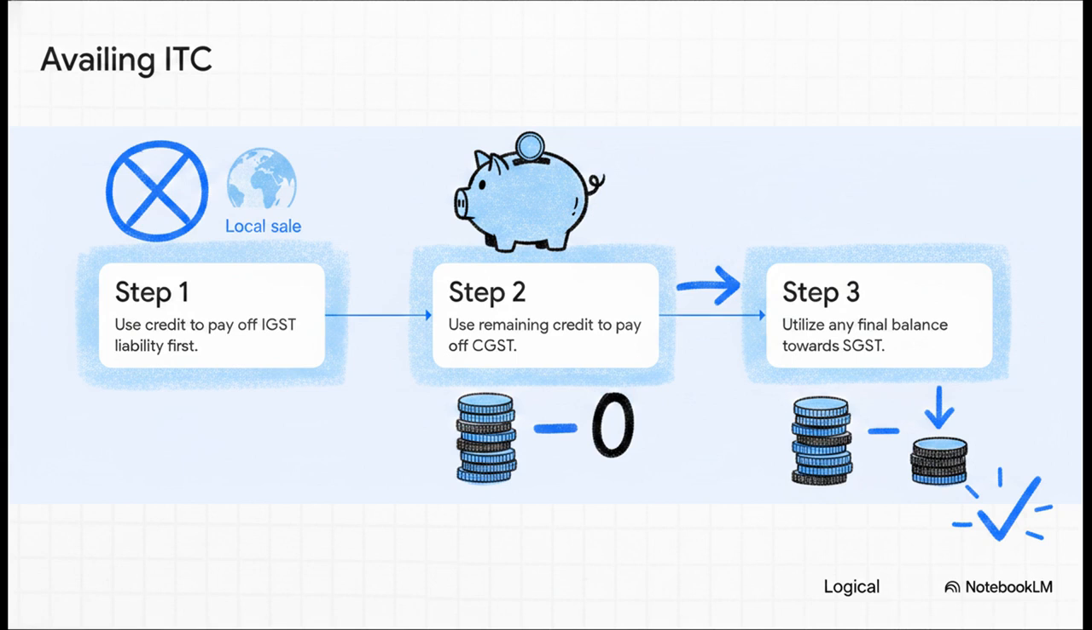Step 2, use the credit to pay off CGST. He owes 3,500, so he deducts that from his credit, bringing his CGST payable down to 0. Step 3, utilize whatever balance is left towards the SGST. He has 2,100 rupees of credit remaining, so subtracting that from the 3,500 he owes means our Trader M only has to pay 1,400 rupees right out of his own pocket for SGST. It's a brilliant system, isn't it?